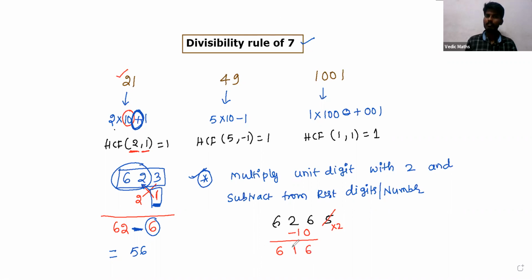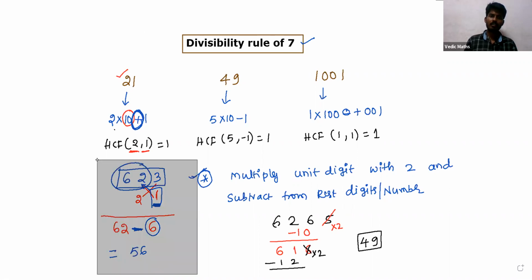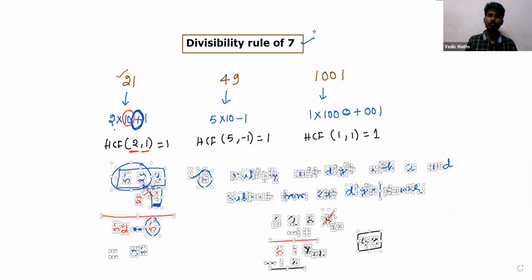Still we don't know whether it is divisible by 7 or not. Again take the unit place digit, multiply with 2 and subtract from the rest of the number. So I am subtracting 12 here. Then I got 49. Now this 49 is divisible by 7, so we can say that 6265 is also divisible by 7. So this is the first rule. Let us find out the second rule.